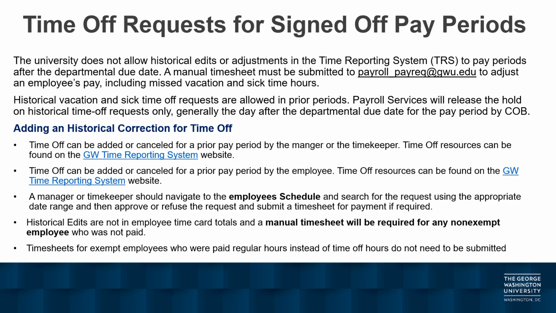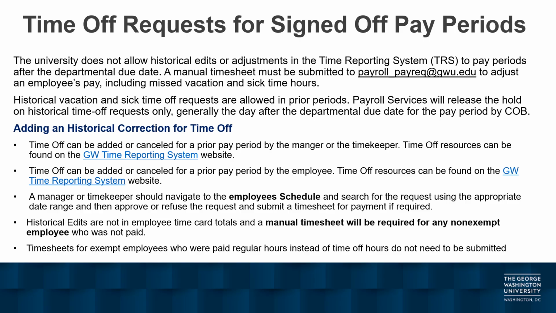Payroll services will release the hold on historical time off requests only, generally the day after the departmental due date for the pay period by COB, close of business. Adding a historical correction for time off. Time off can be added or canceled for a prior pay period by the department manager or the timekeeper. Time off resources can be found on the GWU Time Reporting System website.